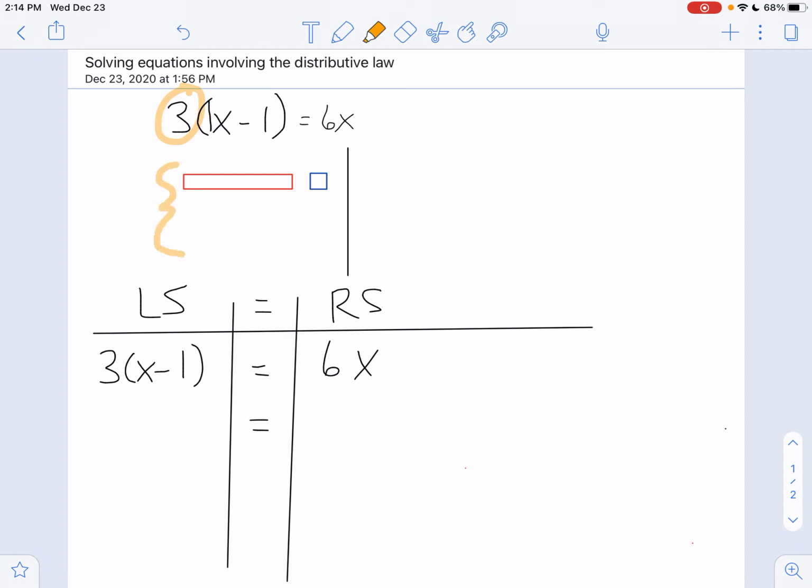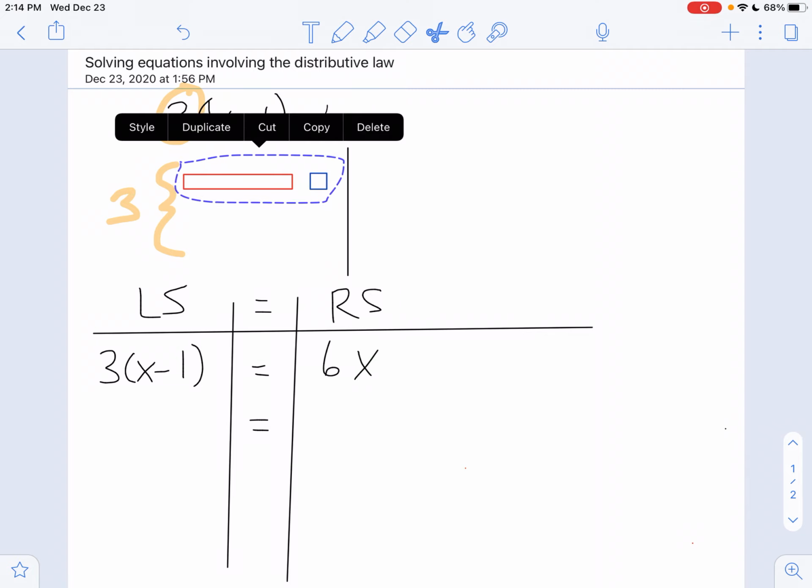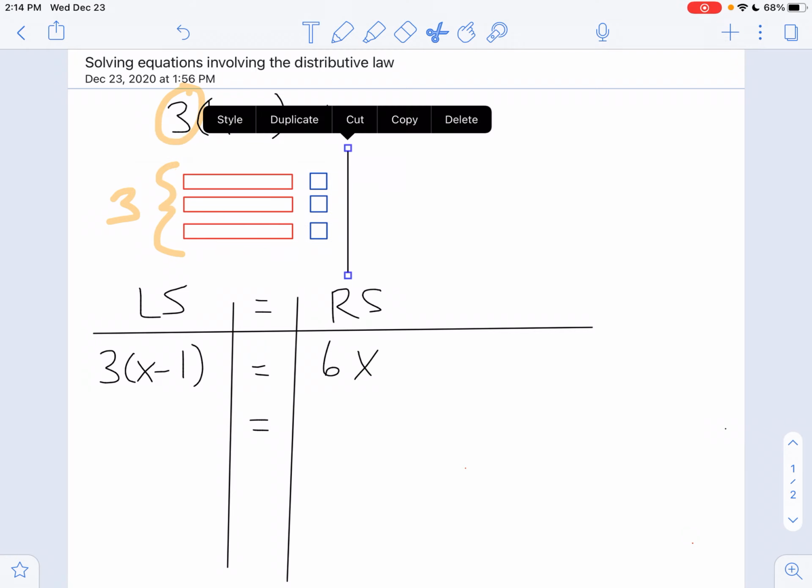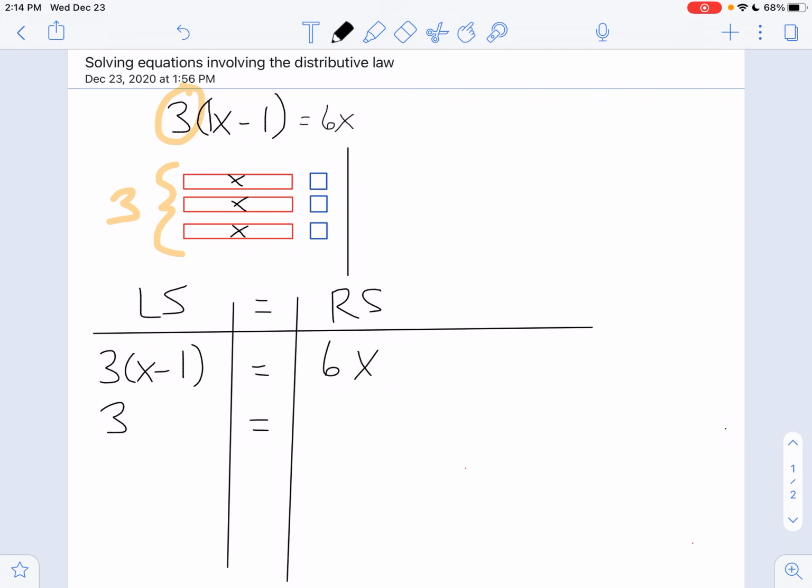So we want to make sure we have 3 copies of x minus 1. So we're going to just take this x minus 1 and copy it. So there's 2. And there's 3. So you're making like 2 photocopies, so you have a total of 3 copies of x minus 1. And now we can see that we have 1, 2, 3 x's, and we have 3 -1s, so -3. So we've just simplified 3 times x minus 1 to 3x minus 3.